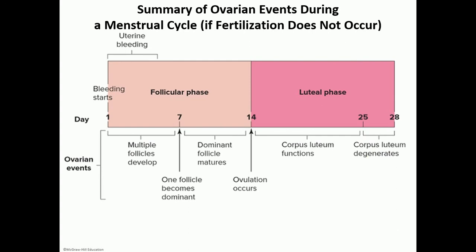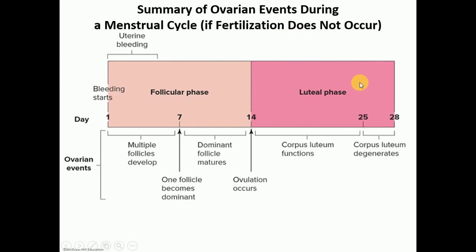If fertilization did occur, the corpus luteum will keep on making progesterone for about 3 months until the placenta is fully developed and can take over that function of making progesterone to maintain the pregnancy. But again, this is keeping into consideration that fertilization didn't happen.